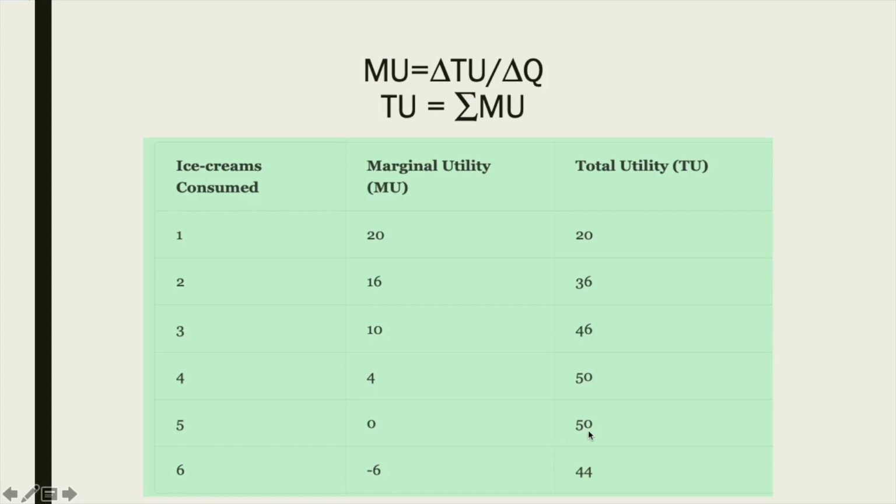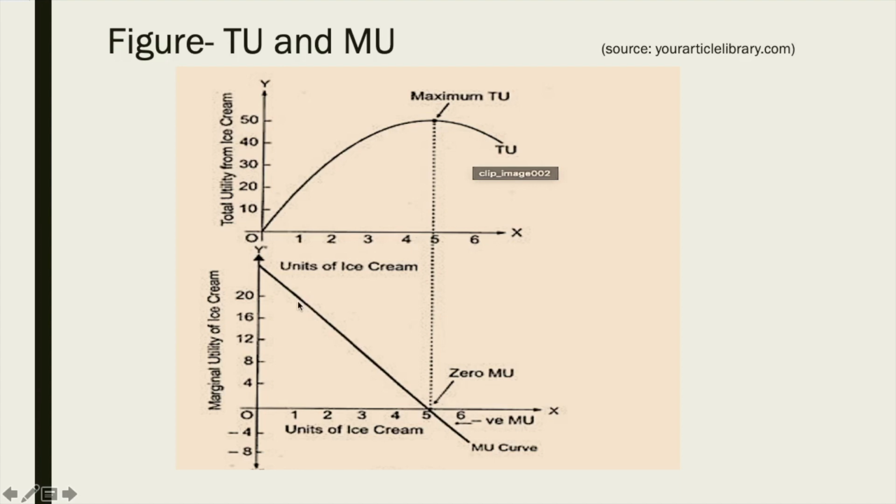Now, let's look at the marginal utility. The marginal utility is inversely related to the total units of ice cream consumed. That is, the marginal utility falls as the units of ice cream consumed increase from 1 to 2, 2 to 3, and so on. The marginal utility attains 0 at the fifth unit, where the total utility reaches its maximum. This is because the total utility is the same for the fourth and fifth unit. So, the marginal utility becomes 0 here. Since the total utility decreases from the fifth to the sixth unit, the marginal utility becomes negative. This is represented by the marginal utility curve.